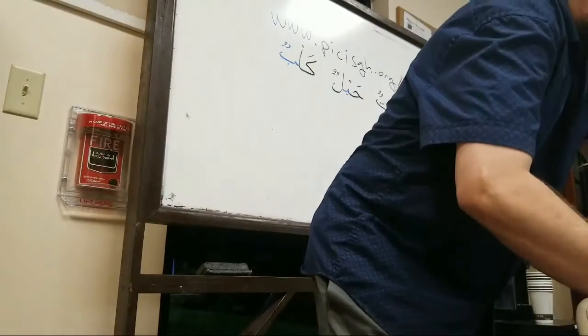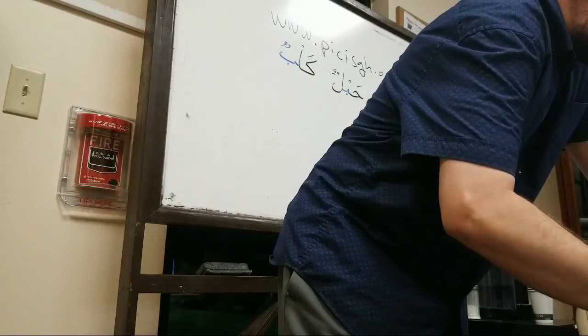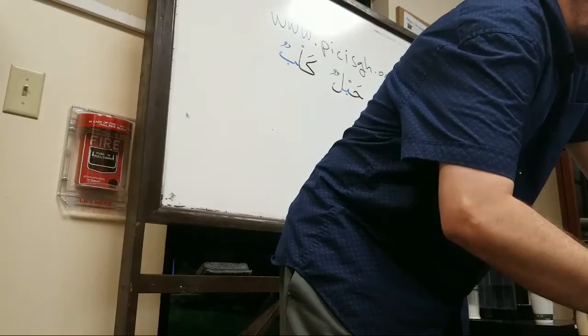So for example, this is the Quranic Arabic. Oh, so it's filled with vowels. Wa, wal, walamma, walamma taw.